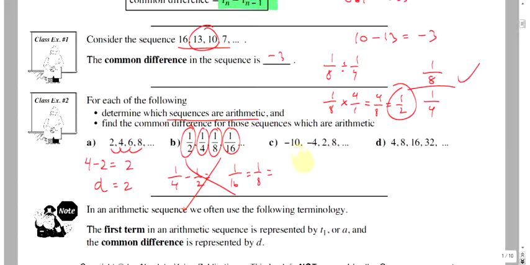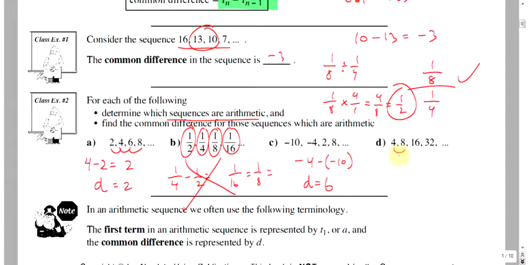Is this arithmetic? What do I add to this to get that? If you don't see it, you subtract the previous term. Minus minus is a plus. What's -4 plus 10? 6. Let's see if it works. -10 plus 6. -4. -4 plus 6, is that 2? Is 2 plus 6 8? Okay, it works. All right, check it.